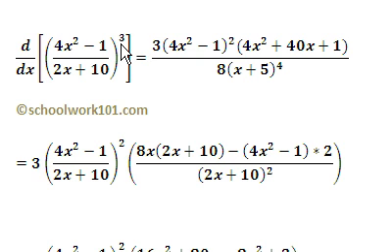I take the 3, bring it out front, rewrite everything in parentheses, subtract 1 from the exponent, and then I'm going to take the derivative of what's in parentheses here and chain it out. And that means we're going to have to use the quotient rule. And so what we've got here is we're going to take the derivative of the 4x squared minus 1. So the derivative of 4x squared is 8x. Of course, the derivative of the minus 1 part here is 0.